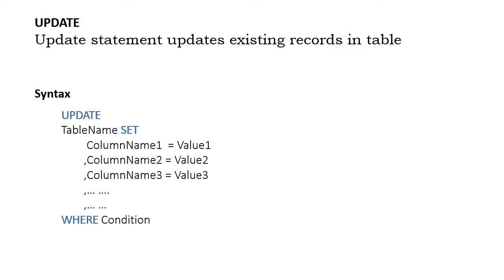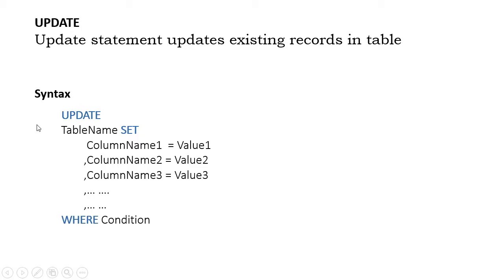The update statement is used to modify the existing data in a table. So let's say we have a certain column which we want to update with a newer value, then we use the update statement. The syntax for the update statement is very simple.